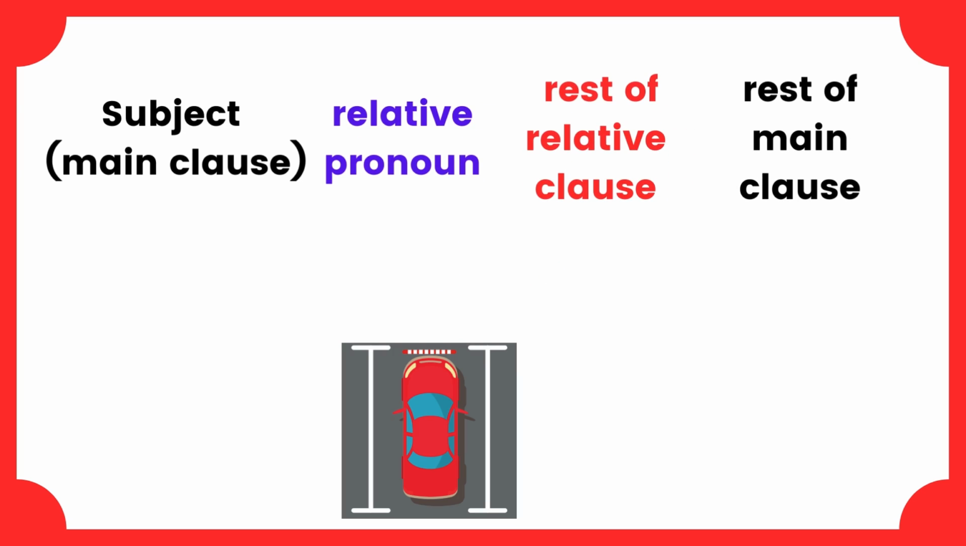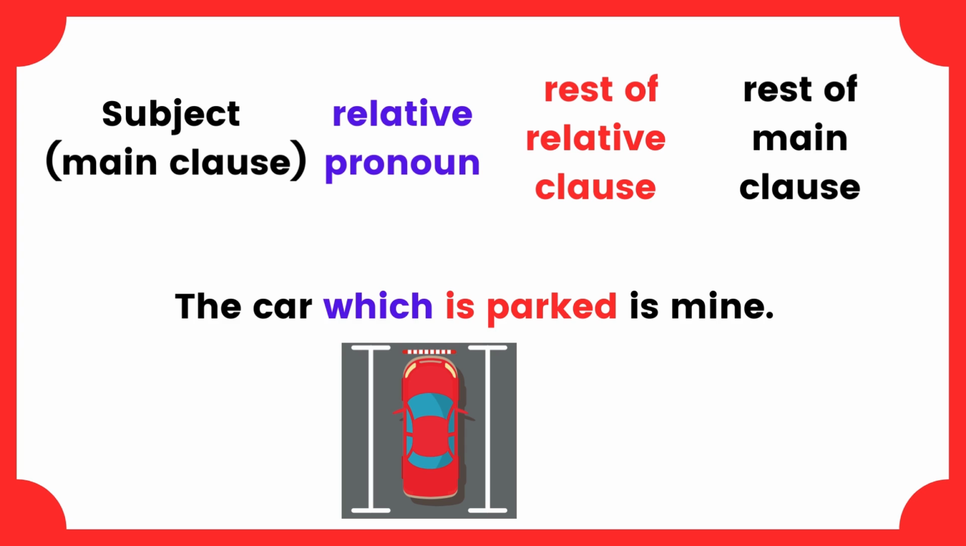One more example. "The car, which is parked, is mine." The car is the subject of our main clause. Which is our relative pronoun of our relative clause. "Is parked" is the rest of our relative clause. And "is mine" is the rest of our main clause.